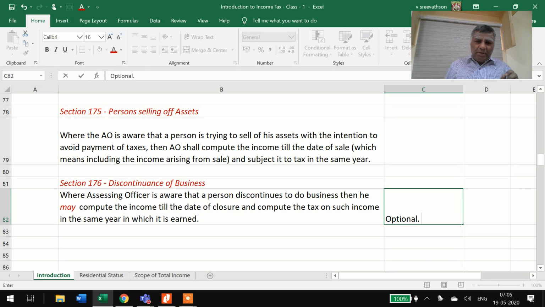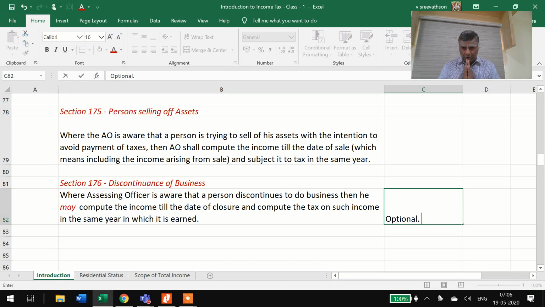The question is that in this case, it is only optional. So if you write a note, section 176 is only optional. Our answer will stand in a better pedestal, provided the examiner also knows the word "may" means optional.